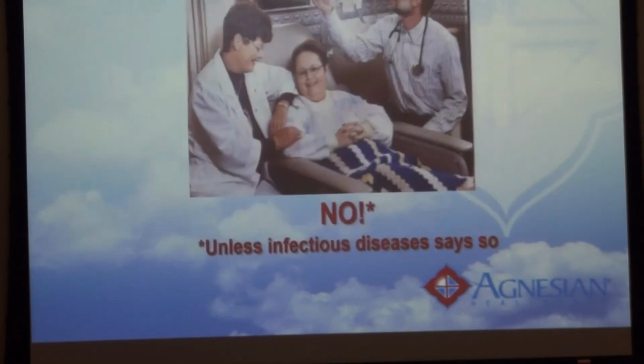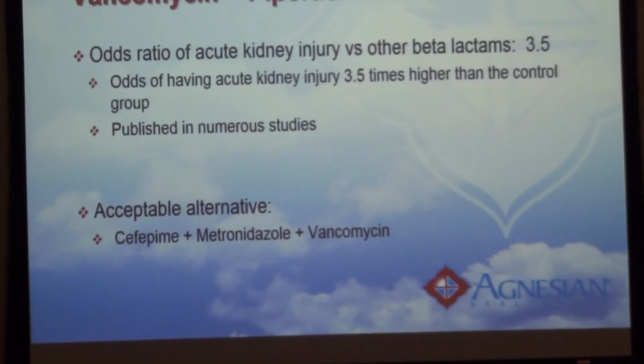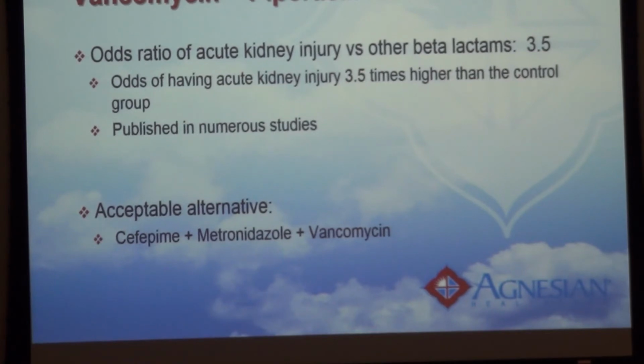So is vancomycin the answer for everything? Well, the answer, based on an oncology expert, is no, unless ID tells you to. Then do whatever ID says. It's kind of my motto. And so, why not? Well, the odds ratio of developing an AKI is 3.5 on vancomycin versus with other beta-lactams. In my previous organization, we did a retrospective analysis of all our patients over like a 6-month period. 1 in 3 went into kidney injury, consistent with the literature. Literature now says 30% will go into kidney injury. If you use cefepime and vanco, only 11%.